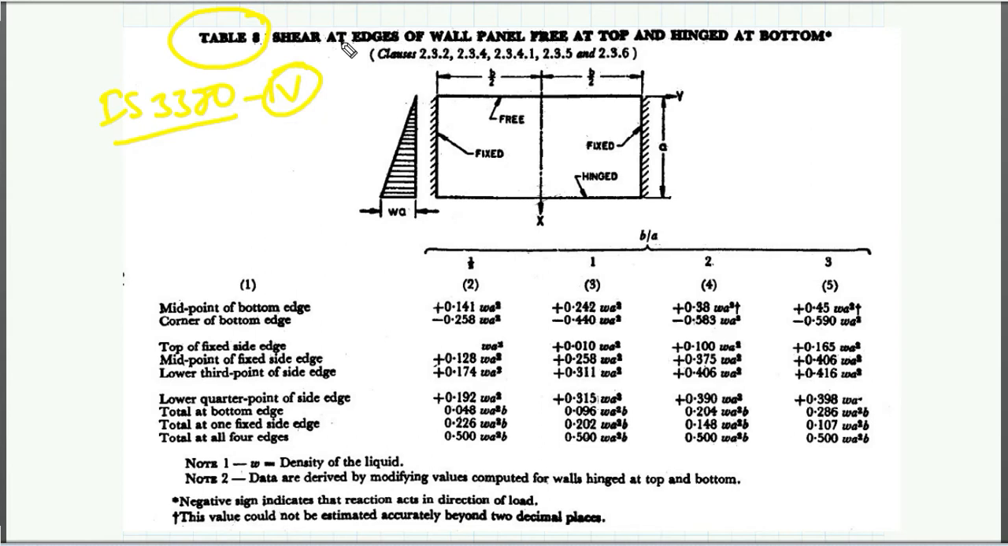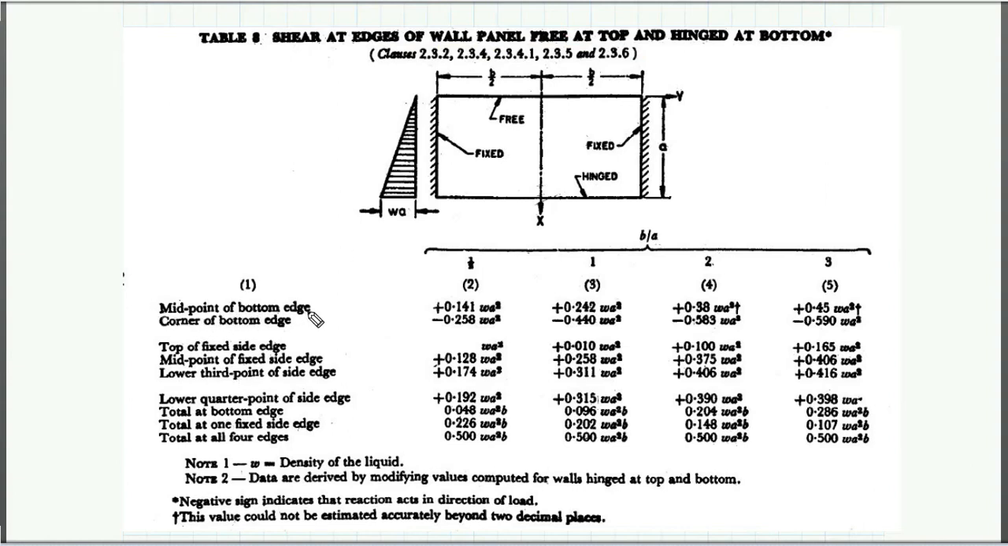In that case, this is the shear at the edge of the wall panel, free at the top and hinge at the bottom. This is the condition of our problem. So this particular table you will look into.